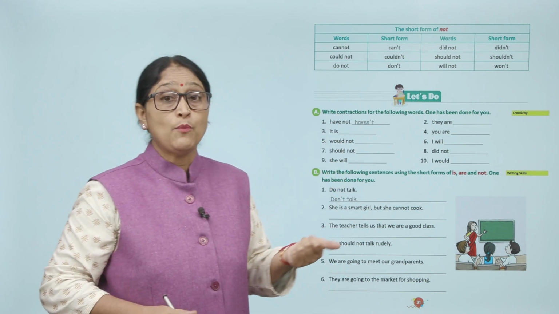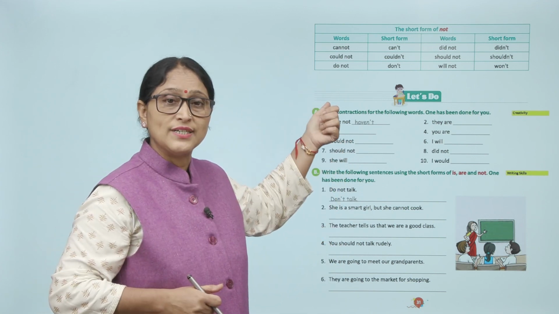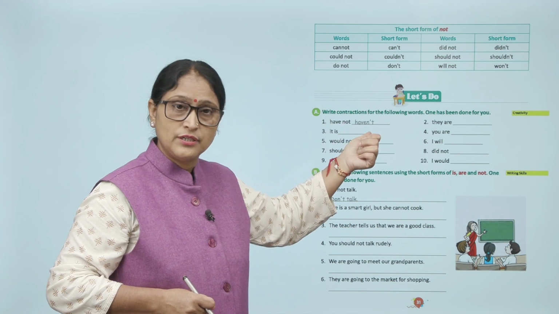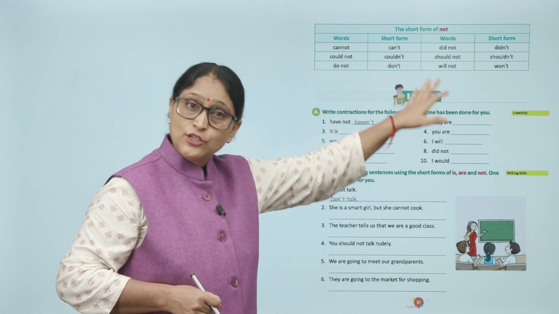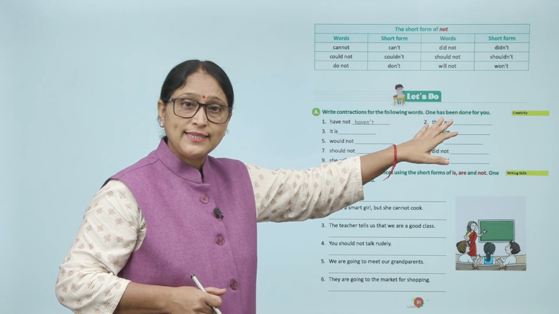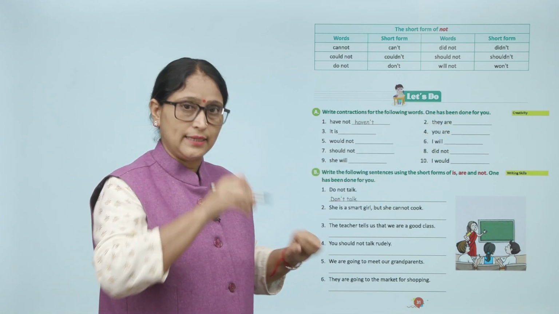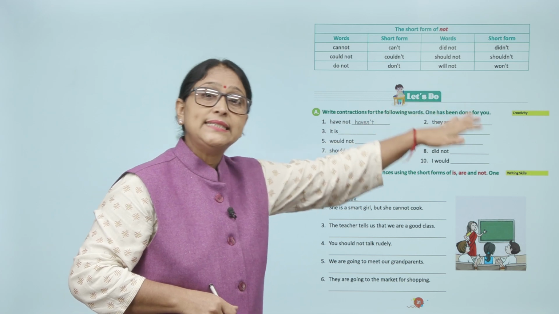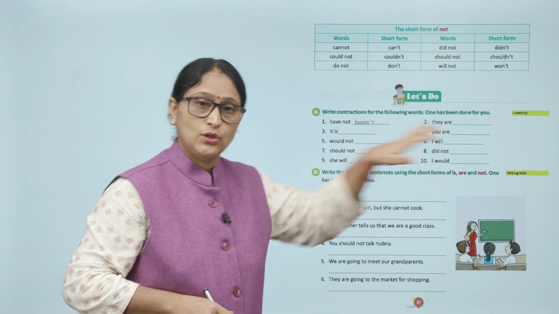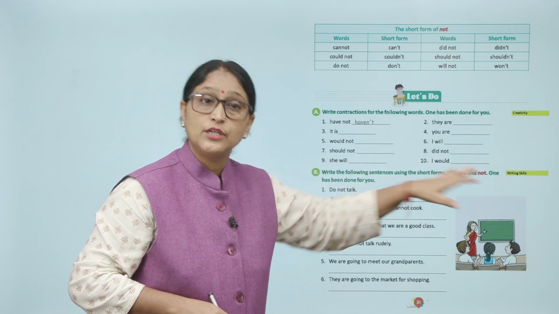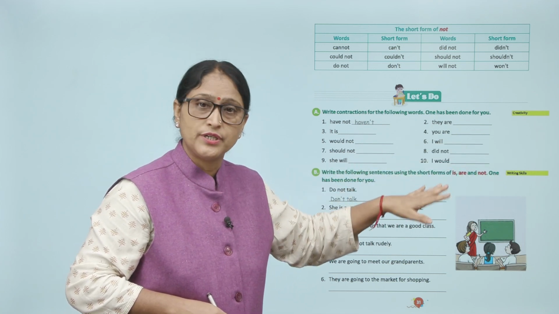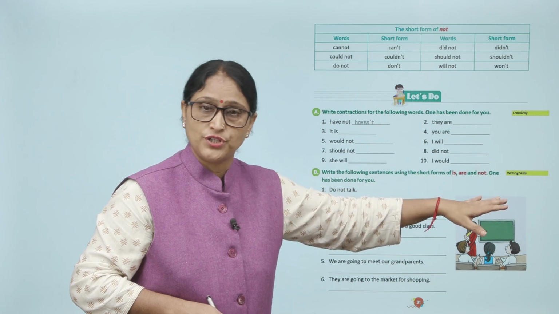The short form of not, the word cannot. यहाँ इसको पूरा लिखा है can not. जब हमने इसकी short form बनाई तो हमने क्या किया? N के बाद apostrophe को डाल दिया. Can't, did not, didn't, could not, couldn't, should not, shouldn't, do not, don't, will not, won't.